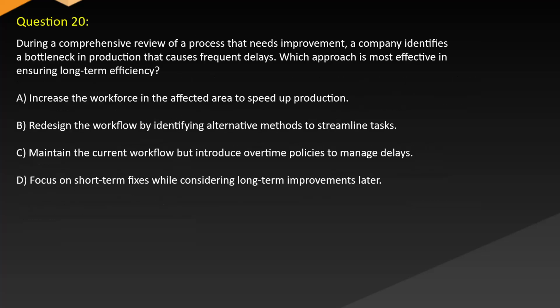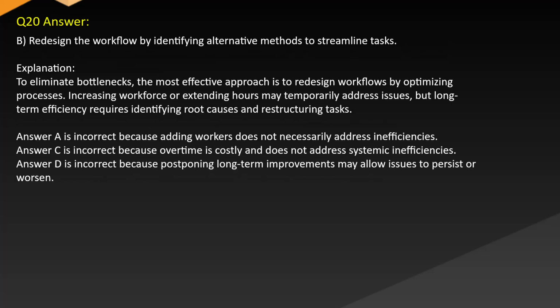Question 20. During a comprehensive review of a process that needs improvement, a company identifies a bottleneck in production that causes frequent delays. Which approach is most effective in ensuring long-term efficiency? A. Increase the workforce in the affected area to speed up production. B. Redesign the workflow by identifying alternative methods to streamline tasks. C. Maintain the current workflow but introduce overtime policies to manage delays. D. Focus on short-term fixes while considering long-term improvements later. Answer B.